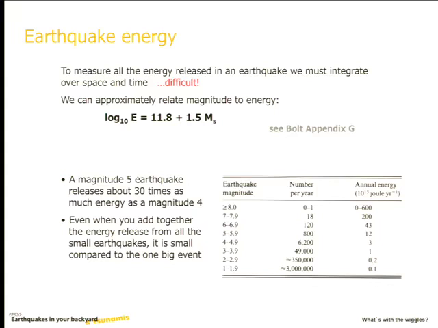Keep them straight in your head. There are 10 times as many magnitude 4 earthquakes as there are magnitude 5, but one magnitude 5 releases 30 times as much energy as one magnitude 4. Okay? So that means that the one magnitude 5 earthquake releases 3 times as much energy as the 10 magnitude 4 earthquakes. So the big earthquakes release most of the energy.